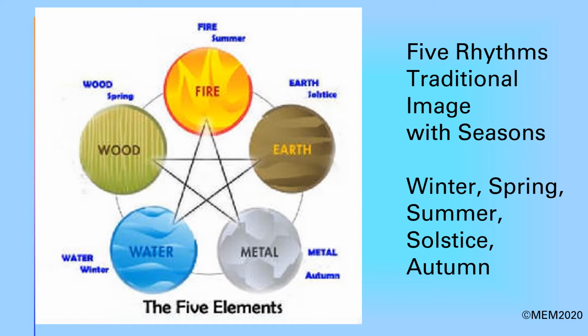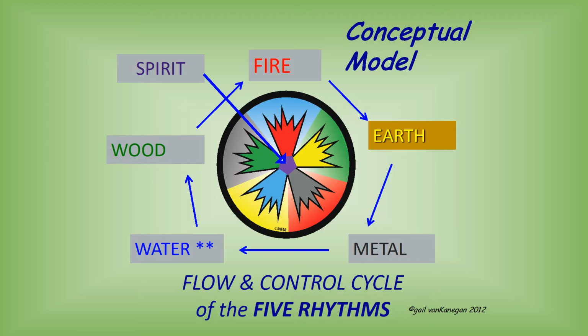But I changed a little bit of that. This is my conceptual model of the rhythm cycle. I took out the circles and I put in the colors a little bit differently because they represent the elements and the meridians that are attached to the rhythms themselves. And there's a flow cycle where we go from water, wood, fire, earth, and metal. That's our flow cycle. And then we have a control cycle.